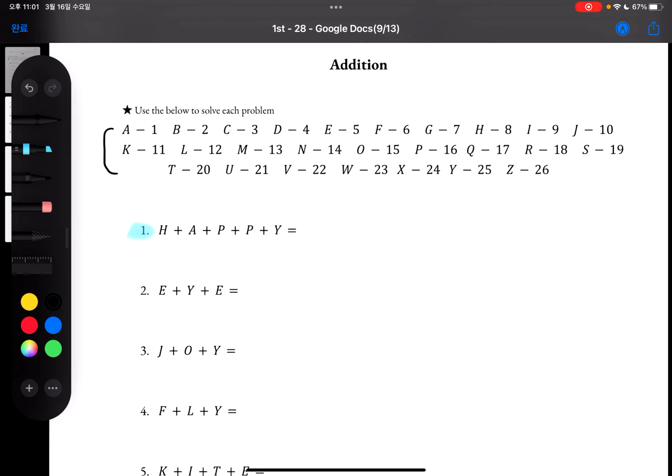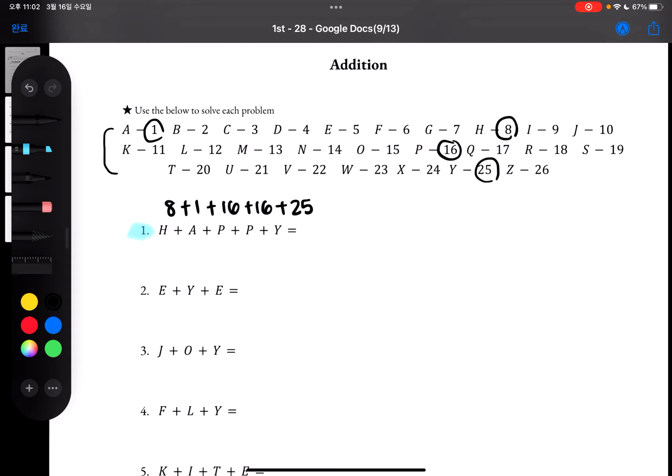So for H, it would be 8. A would be 1. P would be 16. And another P, 16. And then at last, Y, 25. So we're adding all these numbers together.